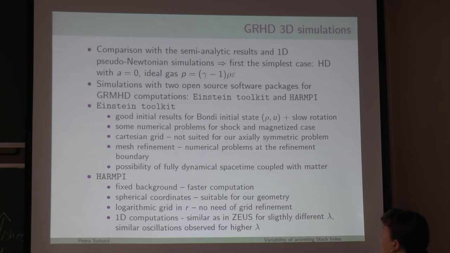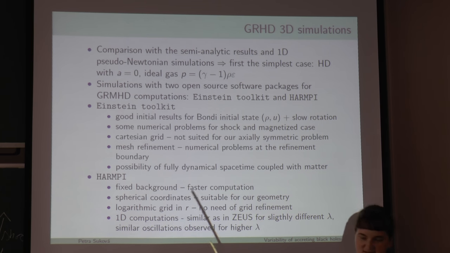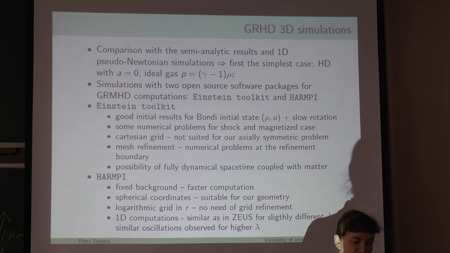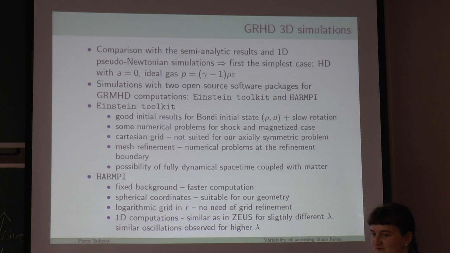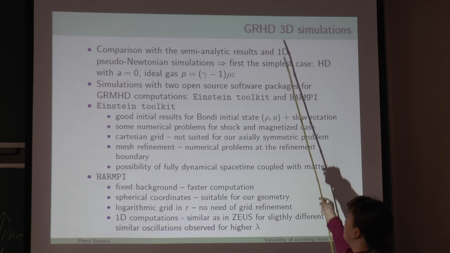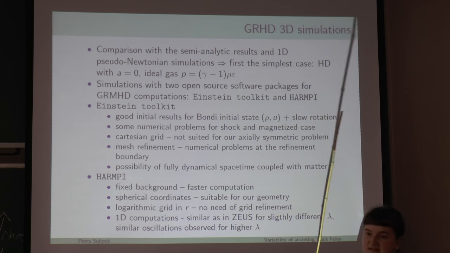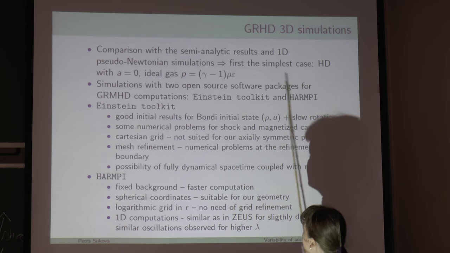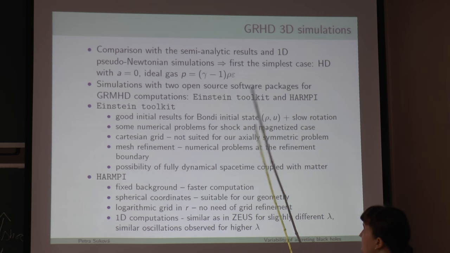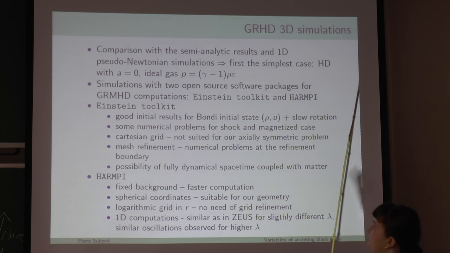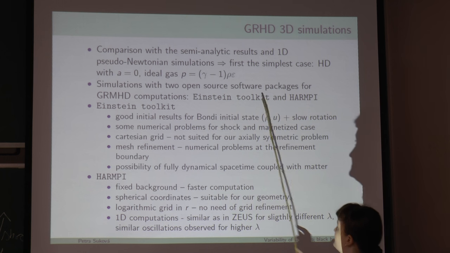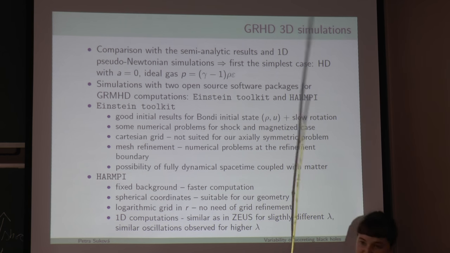Okay, and now all this was one-dimensional pseudo-Newtonian simulation with Zeus, but we also wanted to make better simulations. The first thing is general relativistic simulations, and also in more dimensions, 2D or 3D. We wanted at the beginning to compare our results with the 1D case. For this purpose, we were trying to use two different software packages. One is the Einstein Toolkit and another is HARMP.